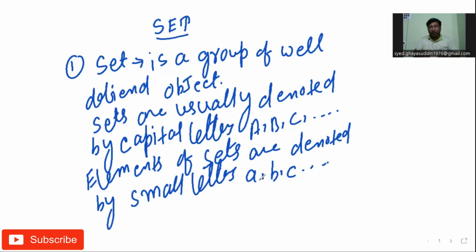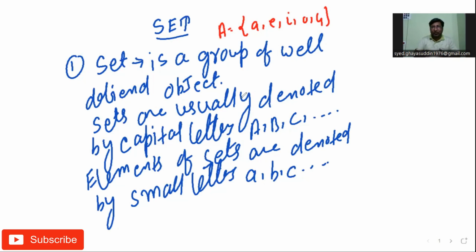Okay, so a set is a group of well-defined objects. For example, set A is a group of English alphabet vowels. So you say A equals, for example, this is a set A. So set A equals {a, e, i, o, u}. It is a well-defined group. Well-defined group means if you ask any person what the vowels of the English alphabet are, he will say a, e, i, o, u. So the answer is the same for every person. So this is well-defined.